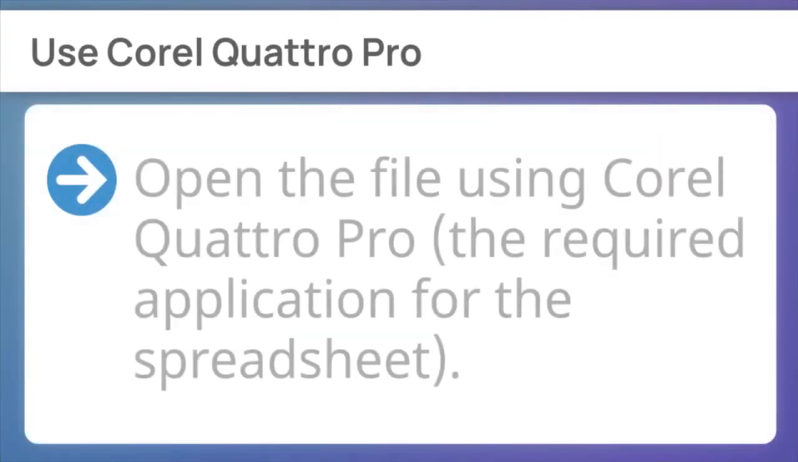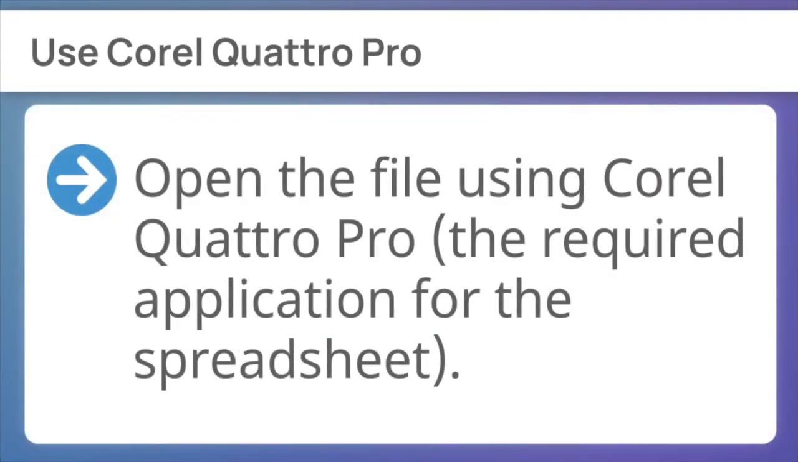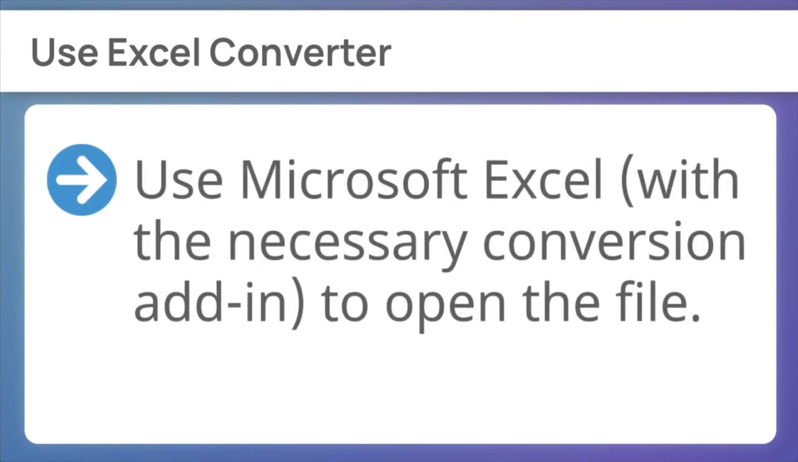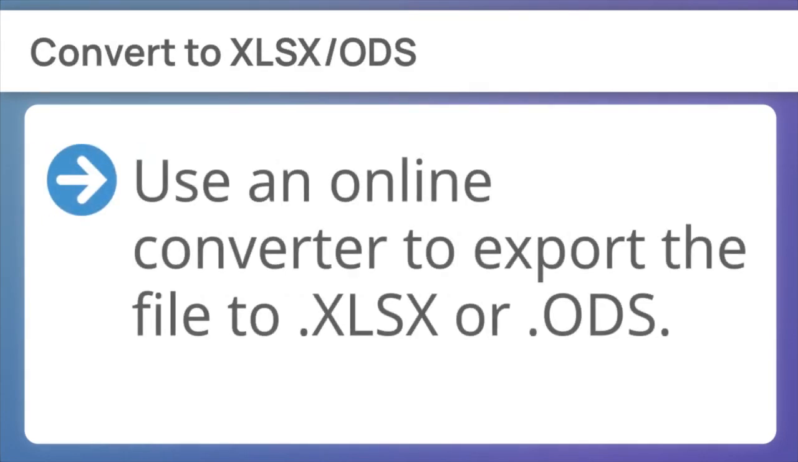First, use Corel Quattro Pro. Open the file using Corel Quattro Pro, the required application for the spreadsheet. Next, use Excel Converter. Use Microsoft Excel with the necessary conversion add-in to open the file. Finally, convert to XLSX ODS. Use an online converter to export the file to XLSX or ODS.